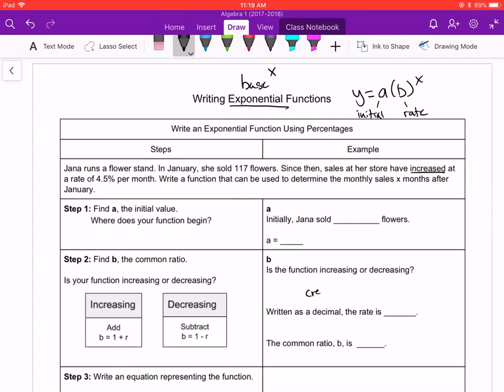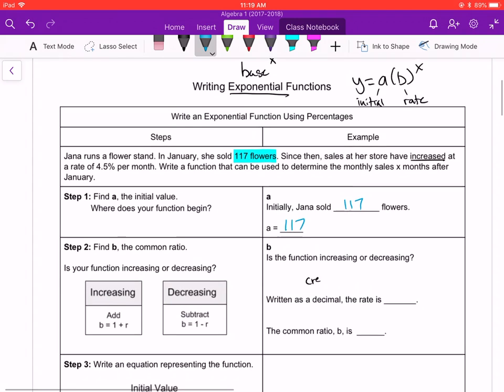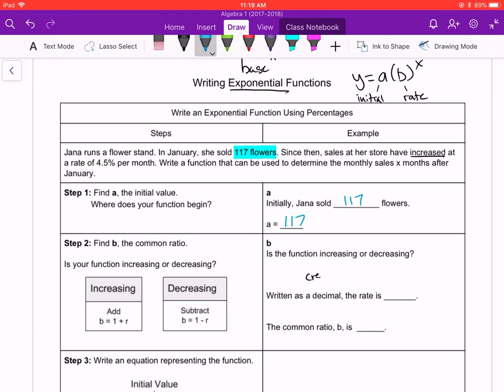So step 1, find your initial value. Where did I start? How many flowers did Jenna start with? Well, here it says 117 flowers. So that means Jenna initially sold 117 flowers, so a would be 117. And then step 2, find b. Is your function increasing or decreasing? When you have a percentage, you got to figure out if it's increasing or decreasing.